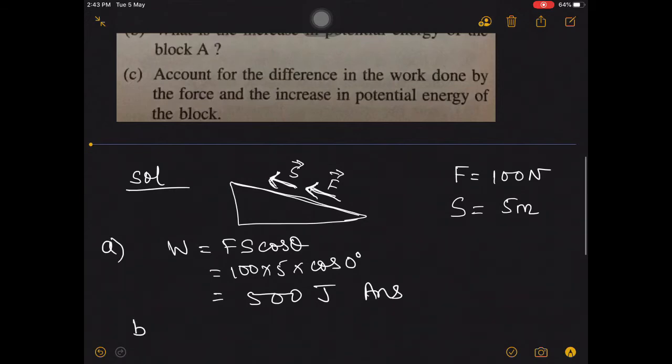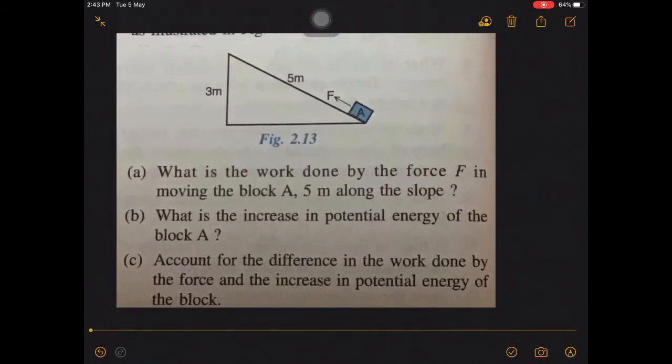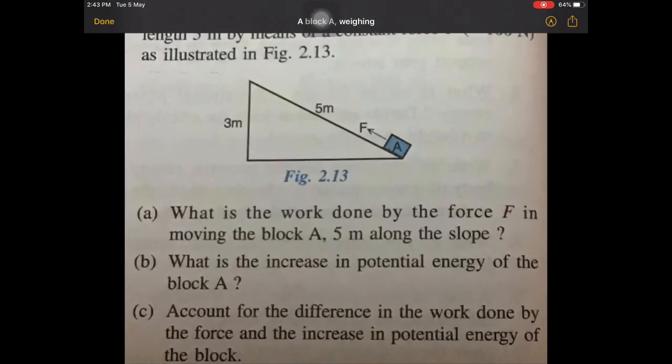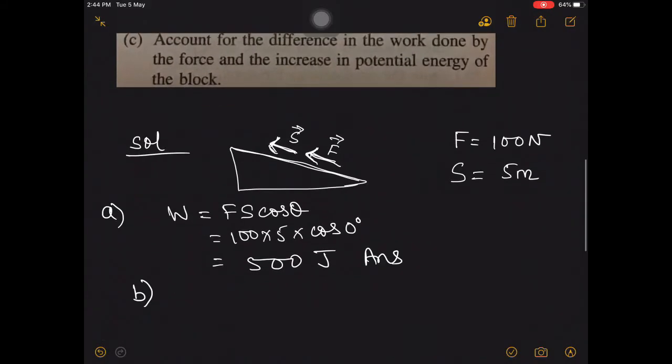Okay, now moving to the second part. See here, what is the increase in potential energy of the block? See very carefully in the diagram. The height is 3 meter. Can you see the height? The height given is 3 meter. Now this is the reference level. So here we are choosing the potential energy to be 0 joule. But when it will be at this much height, how much will be the potential energy? Let us find out. It will be mgh. We will use the formula mgh.